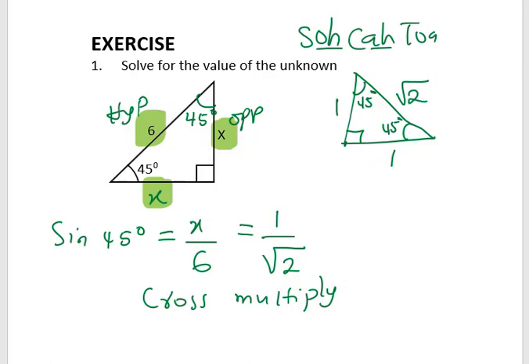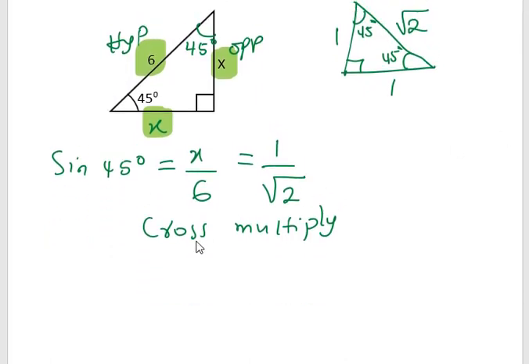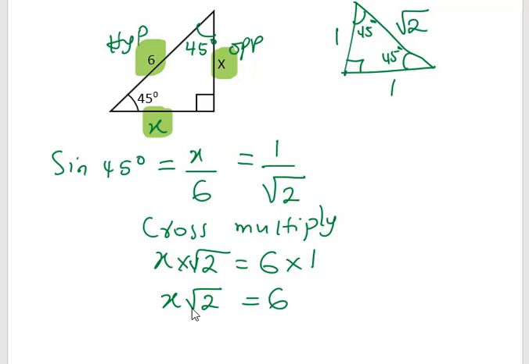So if we cross multiply here, for this one, x times root 2 is equal to 6 times 1. x times root 2 is x root 2, equal to 6 times 1, which is just 6. So now you have a variable and its coefficient. Its coefficient is what? Root 2. So you're going to divide both sides.